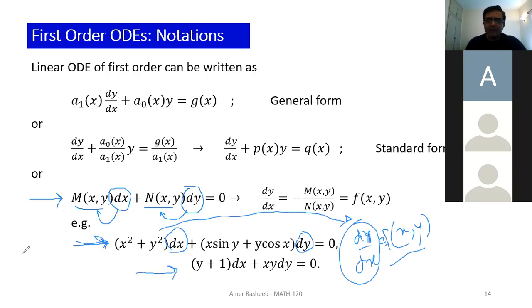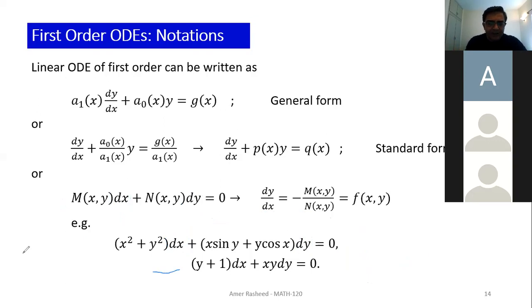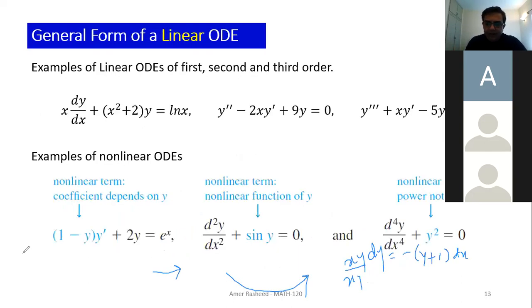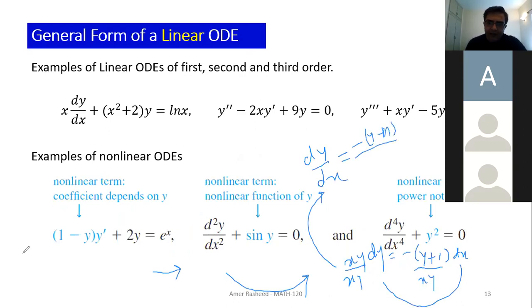Similarly, you can write this one. This is again the first order differential equation, because अगर हम इसको दूसरी साइड पे ले जाएं तो ये क्या बन जाएगा? x y dy is equal to what? Minus y plus 1 times dx. अब xy से डिवाइड कर दें. What do you get? You get dy by dx is equal to minus y plus 1 divided by x y. So what is this? This is your function of x and y. So this is your first order differential equation.